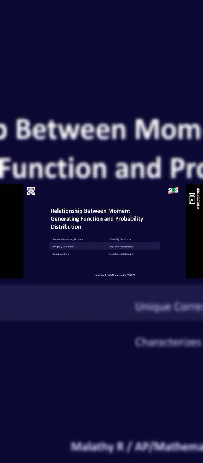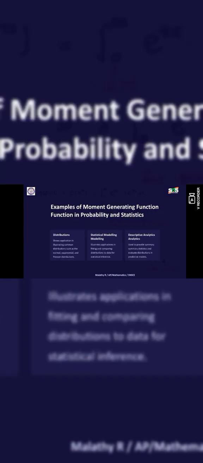The moment generating function and the probability distribution have a unique correspondence. The functional form here characterizes distributions. These are the major differences between the moment generating function and the probability distribution.